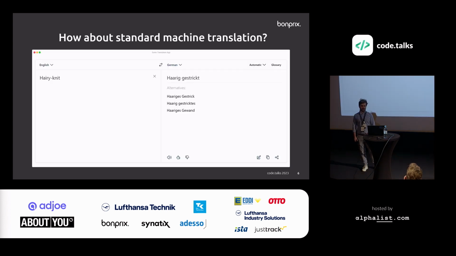And you might ask yourself why we haven't used any typical standard machine translation tools. It's because of examples like this. It's easier to understand when you're speaking German, but in this case, hairy knit was very literally translated into haarig gestrickt, and you wouldn't really say that in German. You would definitely just use the English term, and everyone would be a bit confused to read that.